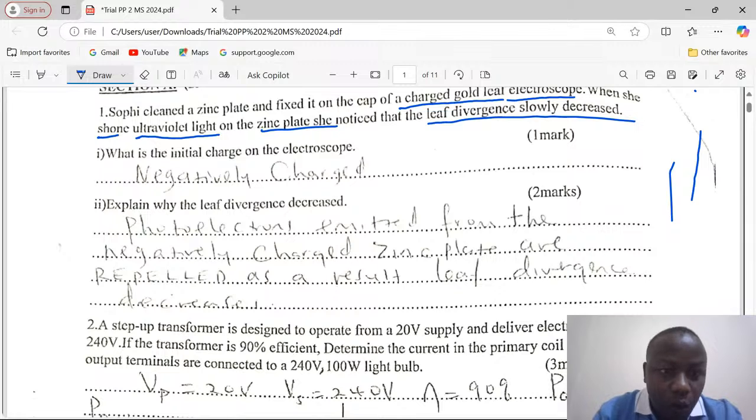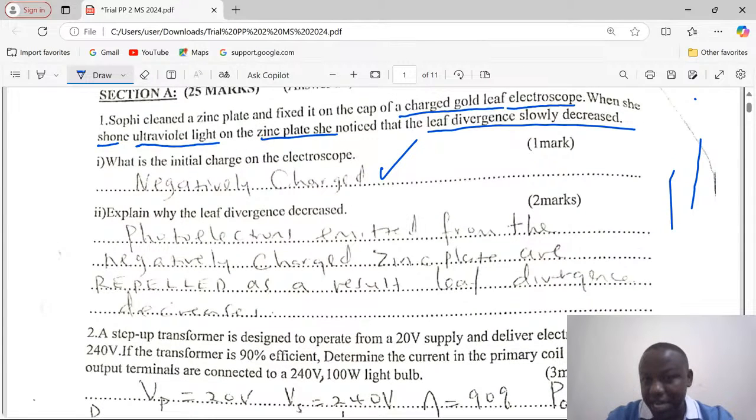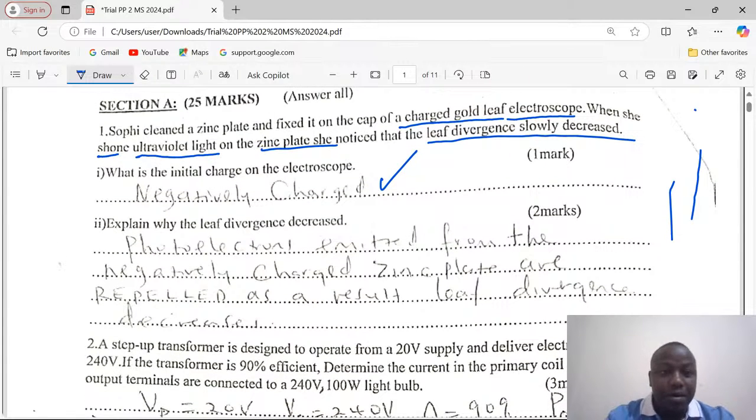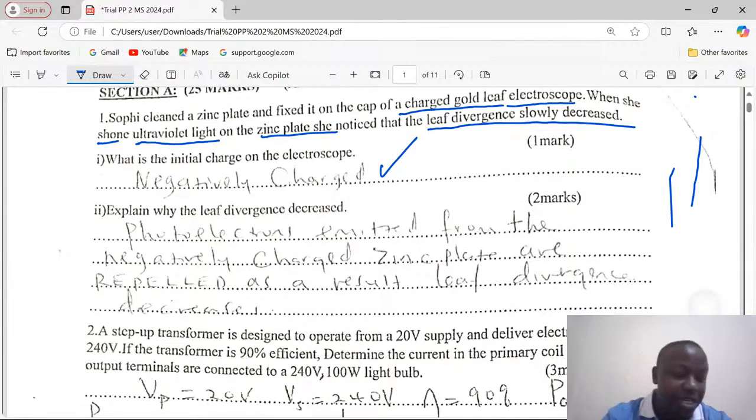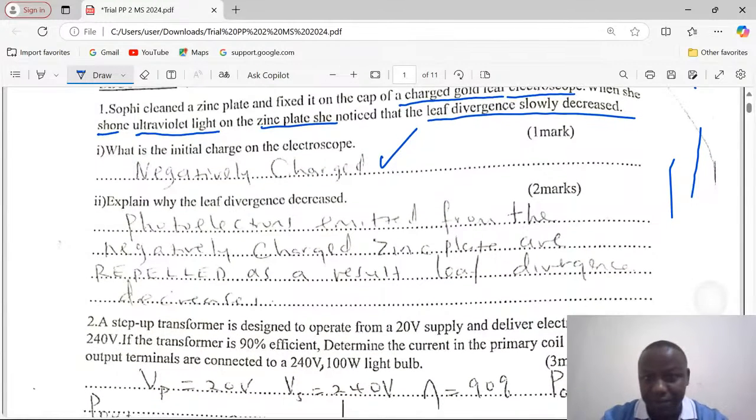Part 1. What is the initial charge of the electroscope? We are saying it is negatively charged, because for divergence to decrease, there must be repulsion. And when UV radiation is shone on the plate, electrons are produced, which means for them to cause a decrease in divergence, they must be repelled away.